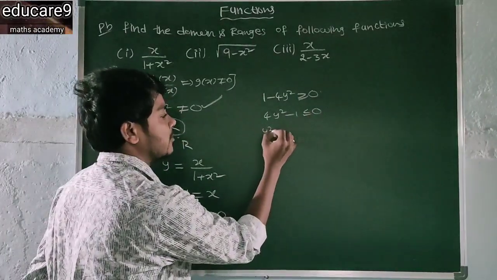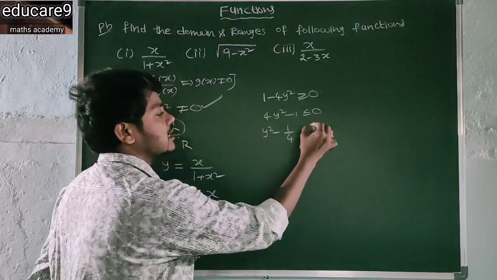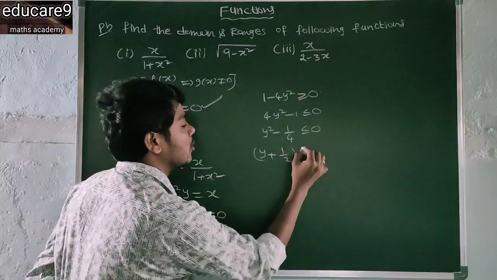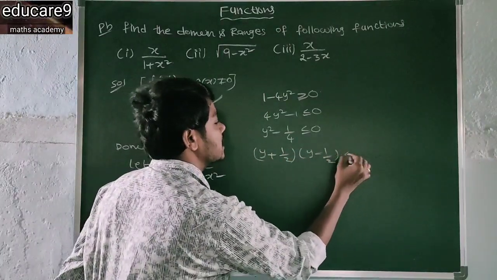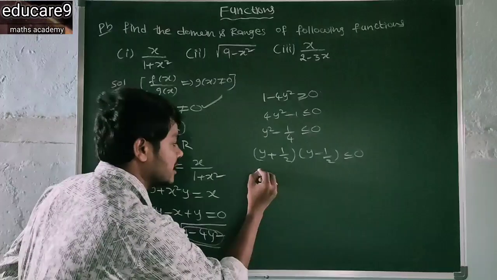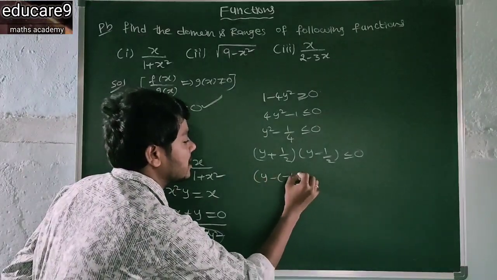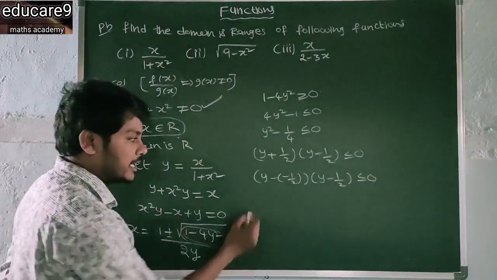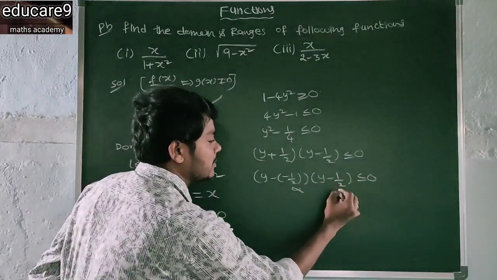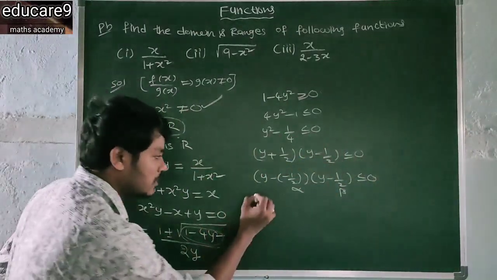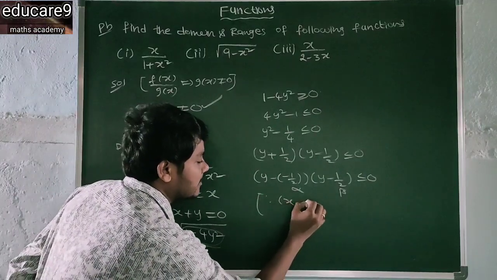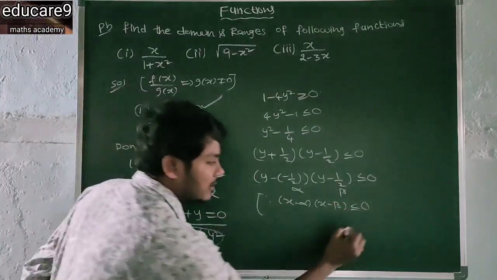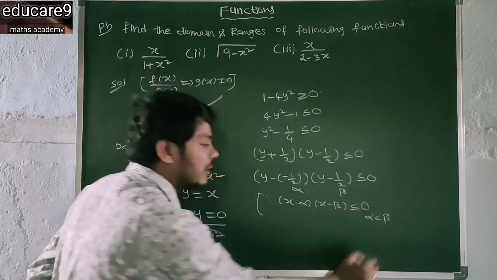This is y square minus 1 by 4 is less than or equal to 0. Clearly this can be written as (y plus 1 by 2) into (y minus 1 by 2) is less than or equal to 0. So this is (y minus of minus 1 by 2) and (y minus 1 by 2) is less than or equal to 0. Here it is in the form of (x minus alpha)(x minus beta) is less than or equal to 0, with alpha less than beta.